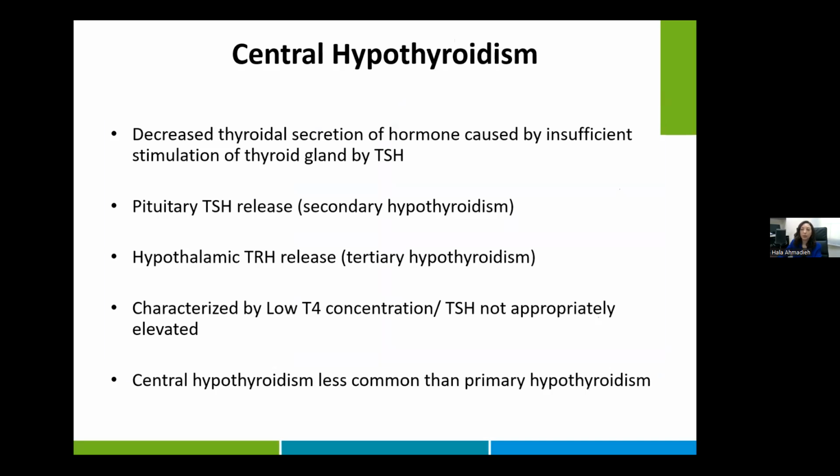We talked about hypothyroidism, and we mentioned that there is a primary hypothyroidism, which is the most common cause. And we said that the secondary or the central hypothyroidism is far less common. What is central hypothyroidism? Basically, we do have decreased thyroid hormone production, but the problem is because of insufficient stimulation of the thyroid gland by the pituitary or by the hypothalamus. If it's a problem in pituitary TSH release, we say it's secondary hypothyroidism. If the problem is in hypothalamic TRH release, we say it's tertiary hypothyroidism. If we check the labs in these individuals, we will find that they have a low T4, a low T3, with the TSH being either low or inappropriately normal.